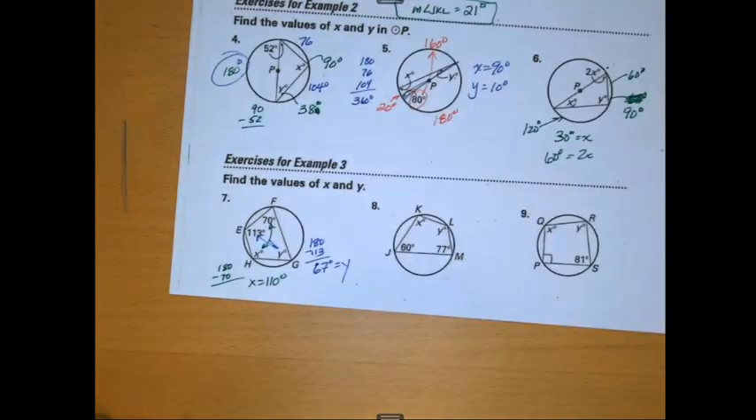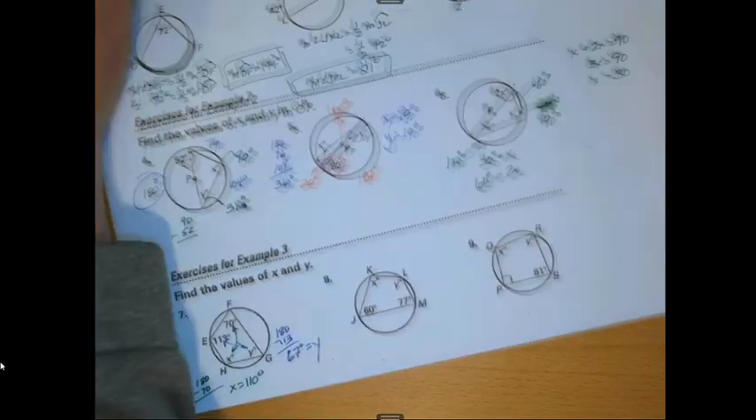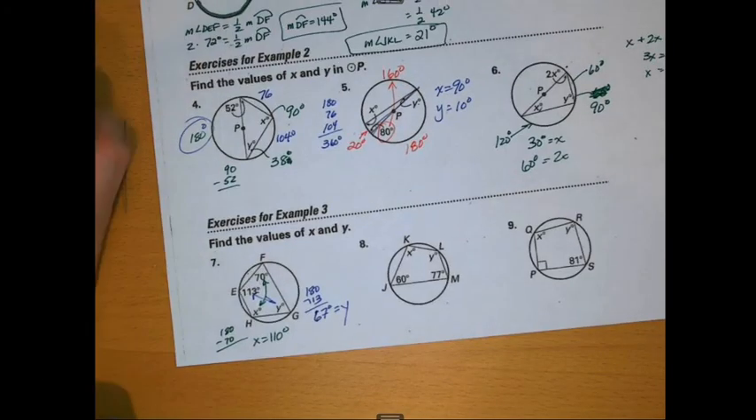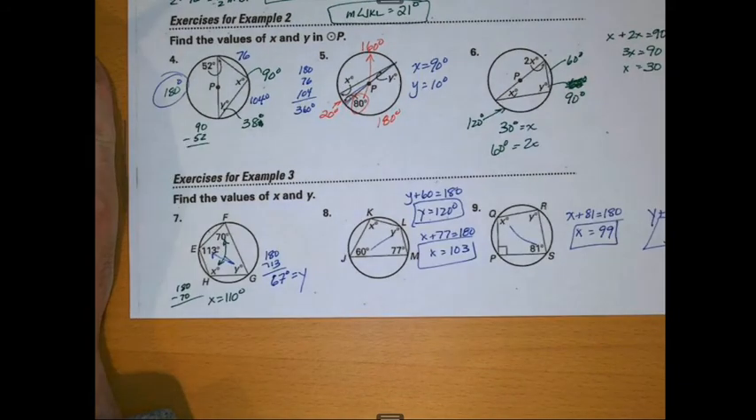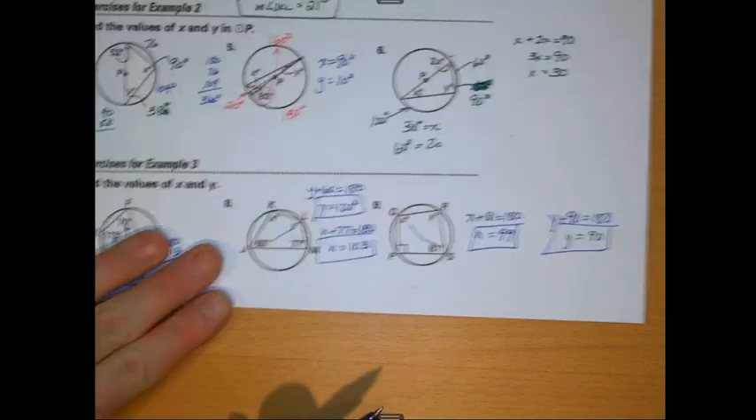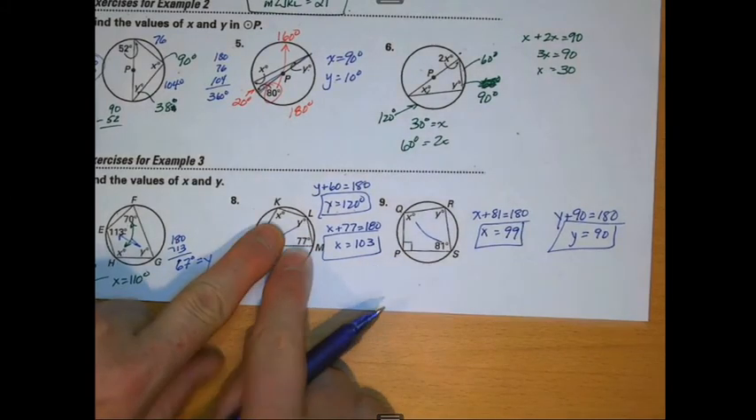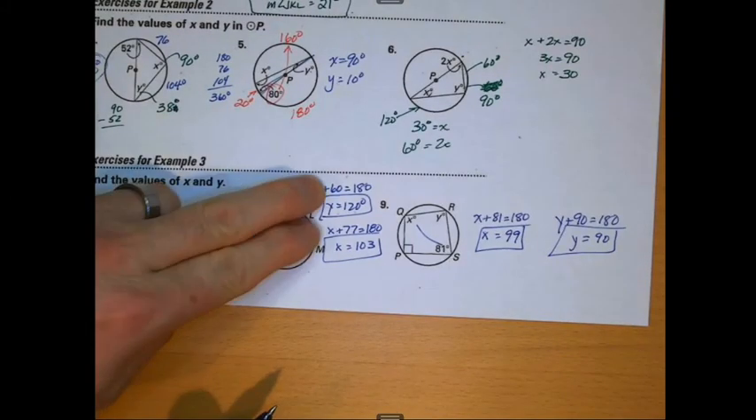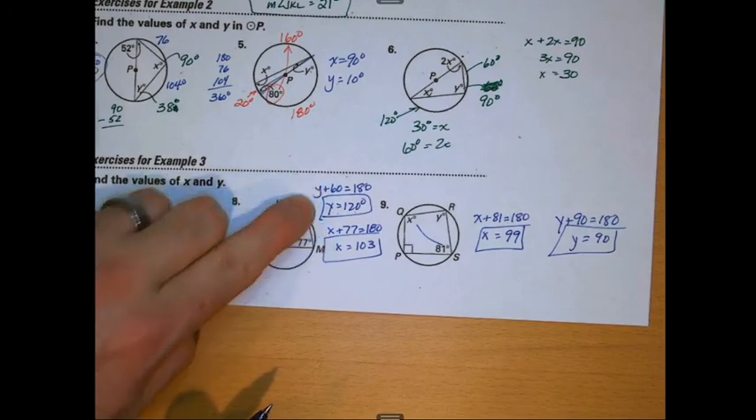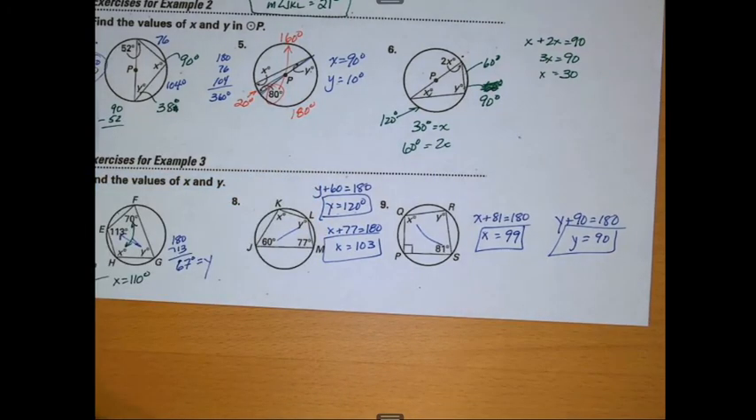Pause the video and come back. Oh, sorry. I'm going to pause my video for 1 second. Unpaused. Oh, it's like magic. So the opposite angles should be supplementary. So both of those add up to be 180, 103, and 120. And likewise for 9. So if you need to pause that, go ahead and pause that.